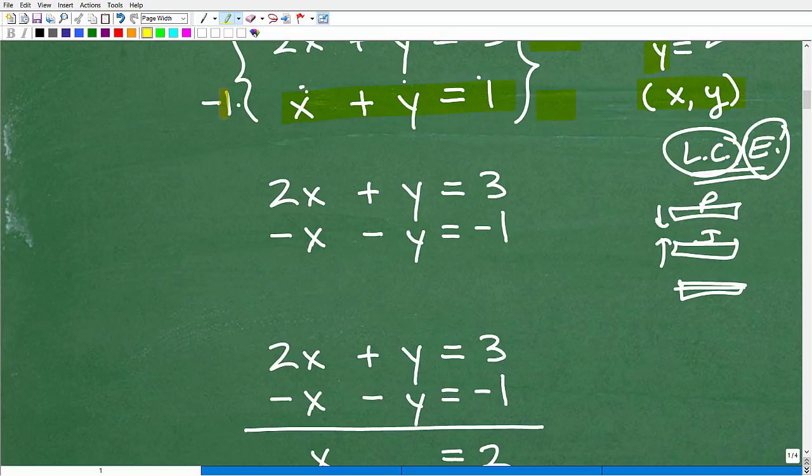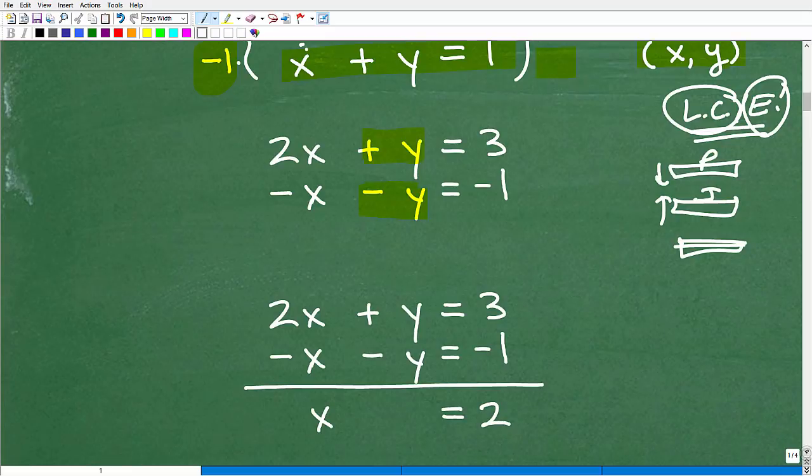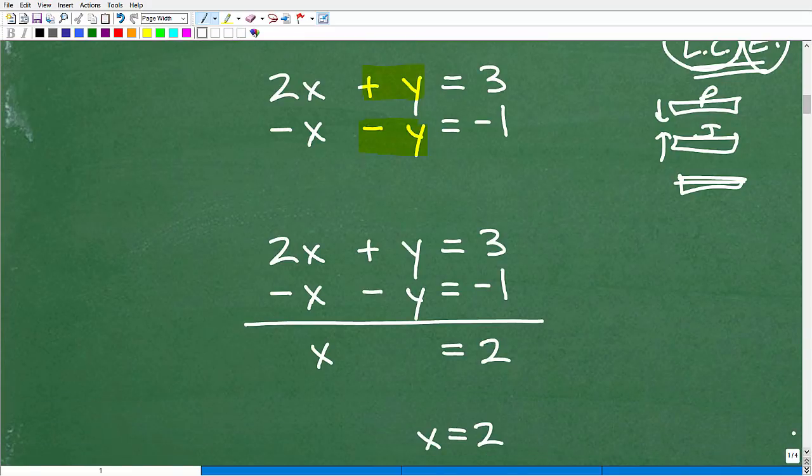So by multiplying by -1, check out what I have down here. I have this -y and I have a positive y. And now I'm thinking when I squish these guys together, this is going to go away. The y's cancel each other out. So that's good, okay? That's good because that will help me solve this system. So let's go ahead and see how that works.